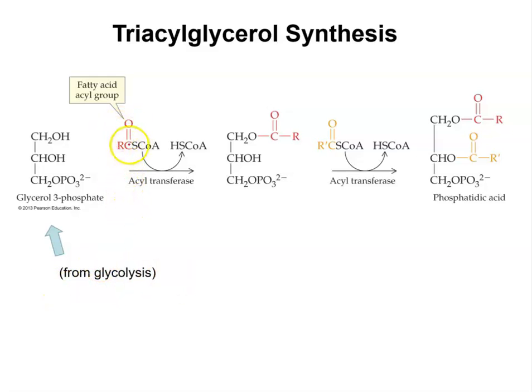We're going to then start to add some of these chains. So this R group, that's a big long chain of carbon. We have this carbonyl group that's attached to a sulfur that's in this coenzyme complex. We're going to transfer that acyl group onto this top chain of the glycerol. And so this oxygen is going to be attracted to that carbonyl carbon, and it's going to be able to pop off this group from this sulfur here.